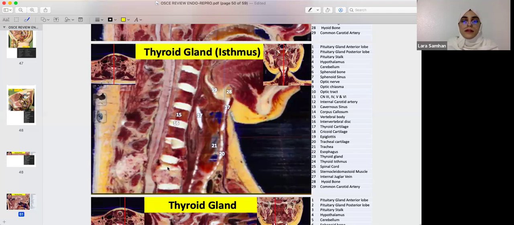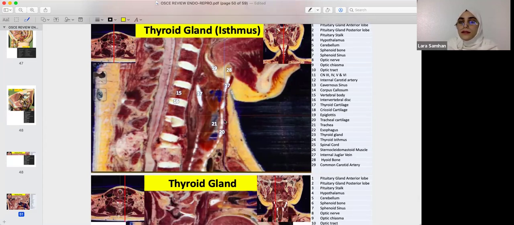This is the vertebral body, and all the way in here, number 17, is the thyroid cartilage. How do I know that this is a cartilage? We said anything whitish in color is either a cartilage or a bone. Since it's in the neck, it's part of the thyroid cartilage. Number 21 is the trachea. Those whitish things are the tracheal cartilages, and immediately behind them we have the trachea itself.